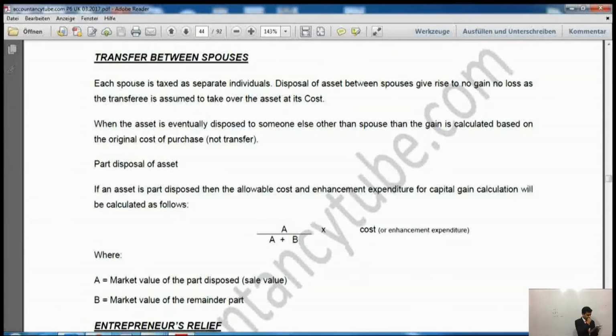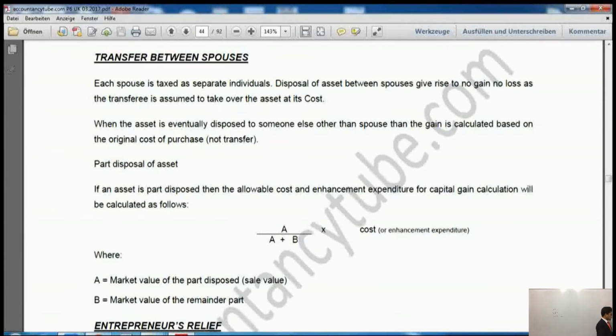Then after that, it says transfer between spouses. Now, if I transfer any asset from my side, say for example, if I had a laptop and I give it to my wife, that would be at no gain, no loss. So if I bought it for £2,000, even if the market value is £5,000, that would be considered at what I bought it for. I bought it for £2,000. So I'll take the sales proceeds as £2,000, and the cost is £2,000. So no gain, no pain. All right, no gain, no loss.